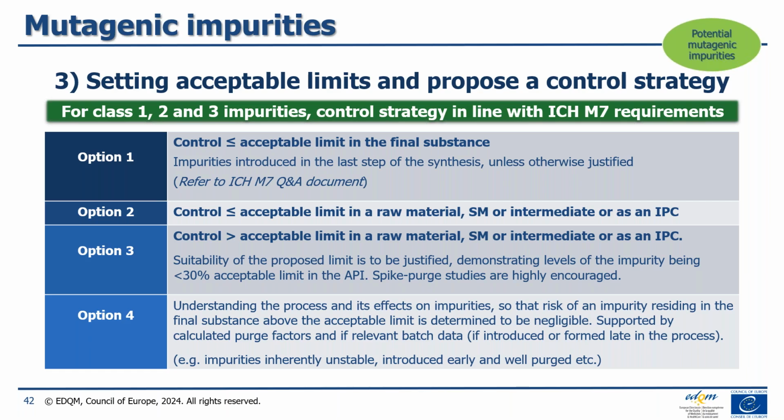And then finally, you have option 4. So it is based on the understanding of your process and its effect on the purge of impurities, so that you are ensured that at the end, the impurity will not be present above its limit in the final substance. So this option can be supported by calculated purge factors and also, if relevant, batch data, for example, if the impurity is introduced or formed late in the process. So this option will be, for example, suitable for impurities which are inherently unstable or those which are introduced very early in the process.